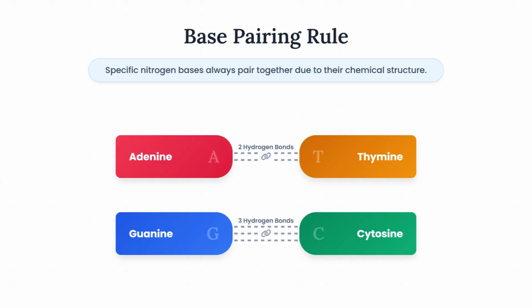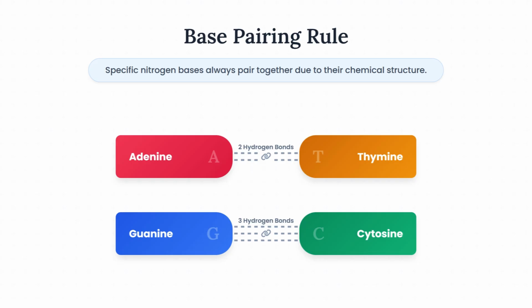Chemically, adenine forms 2 hydrogen bonds specifically with thymine. Guanine forms 3 stronger hydrogen bonds with cytosine. This specificity is key. It means if you know the sequence of one strand, say ATGC, you automatically know the sequence of the opposite strand, TACG. This is absolutely vital for DNA replication and for the molecule's stability.